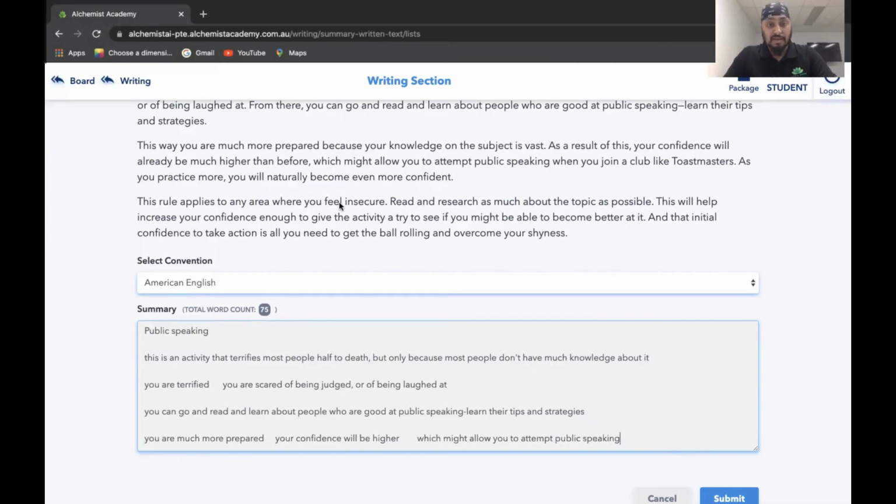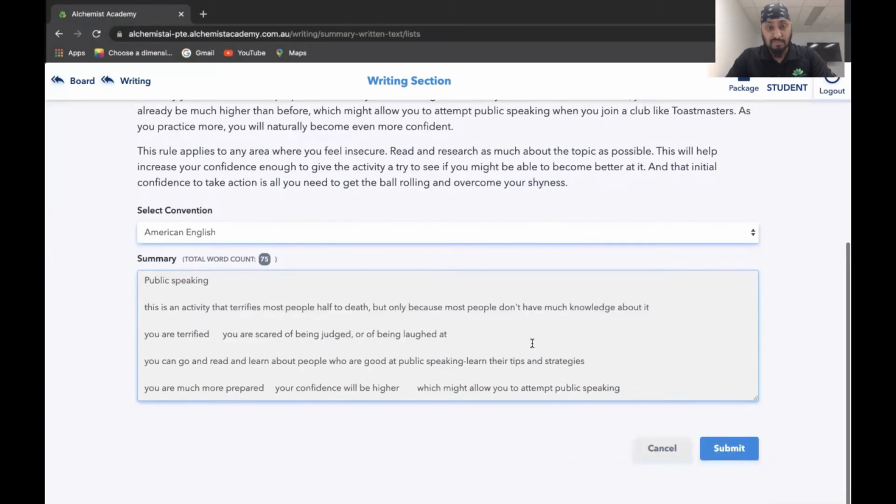This rule applies to any area where you feel insecure. Read and research as much about the topic as possible. This will help increase your confidence to give the activity a try to see if you might be able to become better at it. And that initial confidence to take the action is all you need to get the ball rolling and overcome your shyness. So it's again a very general statement, not related to public speaking.